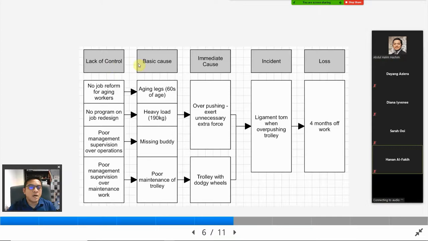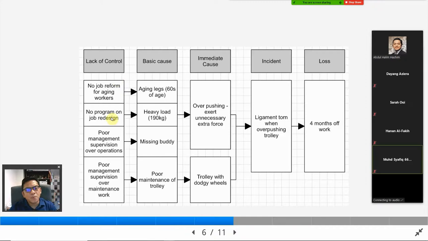So when we ask that question, we find out that the company does not have any program to look at who among their workforce is aging and still doing that heavy job. If they had that program, they might identify Mrs. Kelly earlier on and maybe relocate her to a simpler job that is not burdening her physical state.